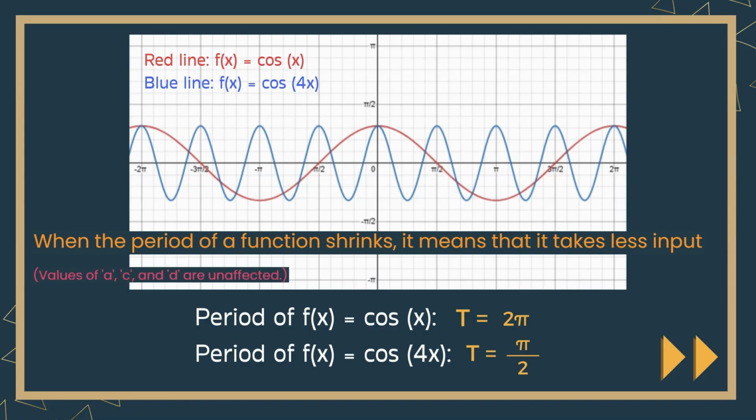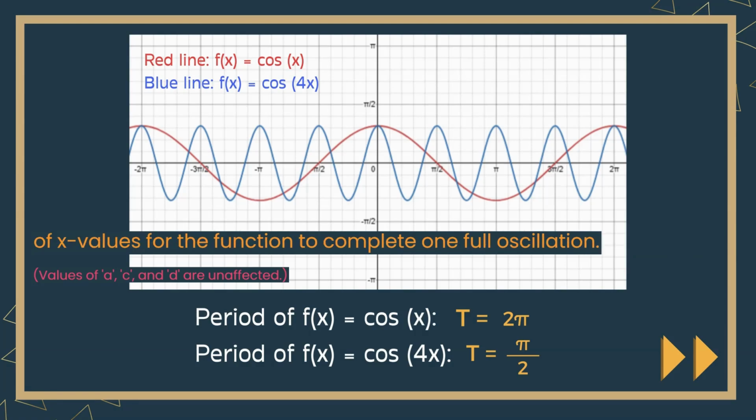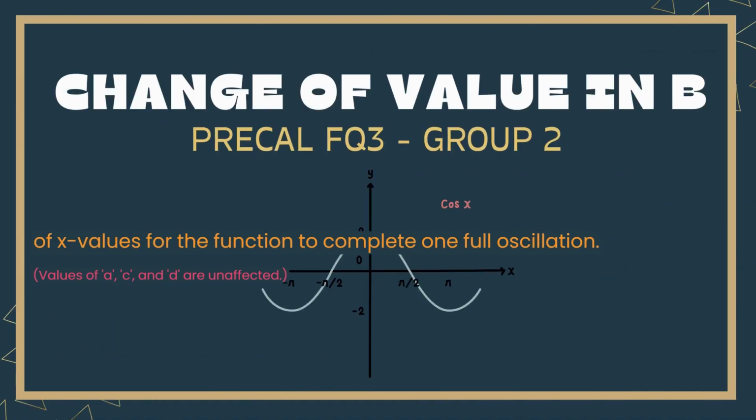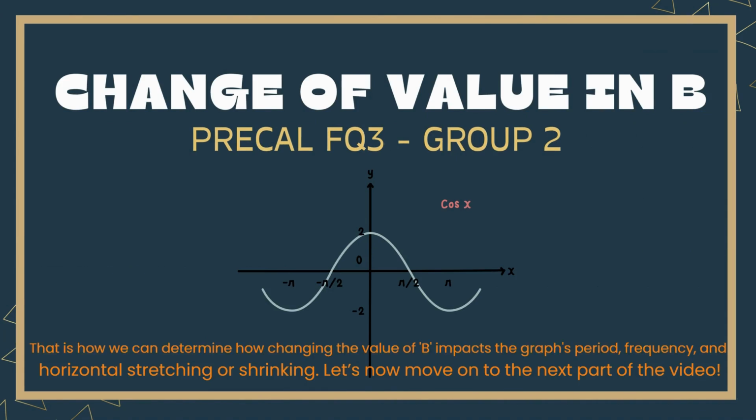When the period of a function shrinks, it means that it takes less input of x values for the function to complete one full oscillation. And that is how we can determine how changing the value of b impacts the graph's period, frequency, and horizontal stretching or shrinking. Let's now move on to the next part of the video.